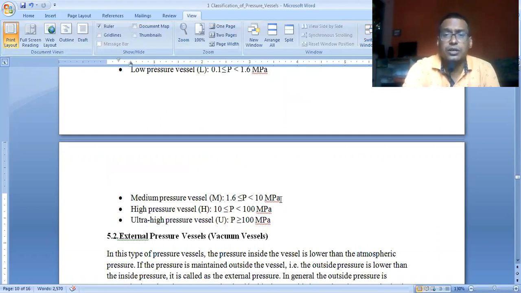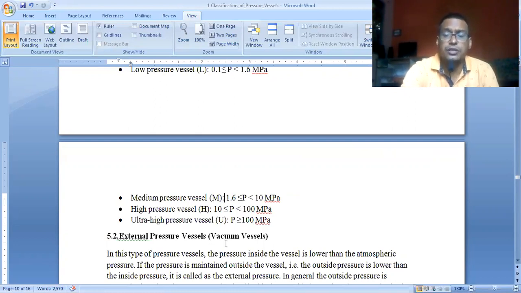1.6 kgs to 10 kgs per centimeter square, it's a medium pressure. High pressure is more than 10 kgs per centimeter square to 100 kgs per centimeter square, and ultra high pressure vessels are those with greater than 100 kgs per centimeter square. Then it can be the internal pressure or external pressure. This is what we have talked as the internal pressure.